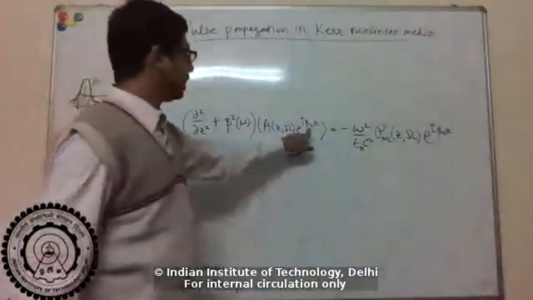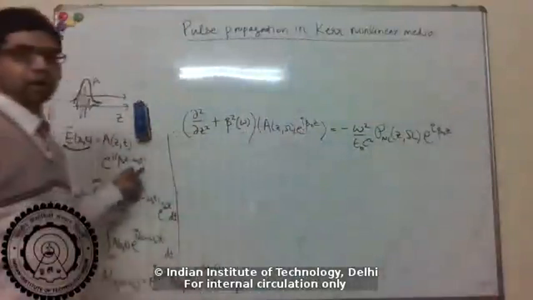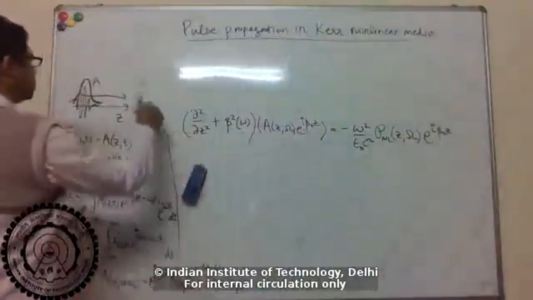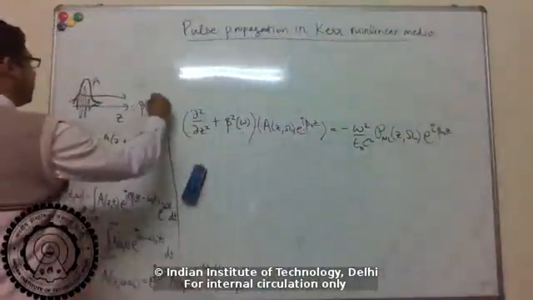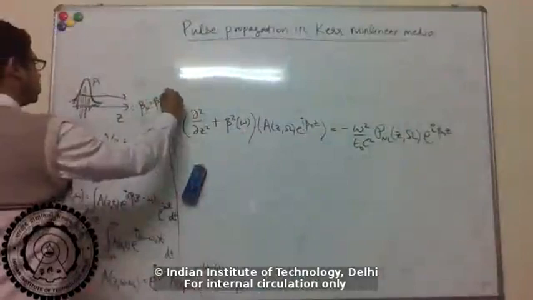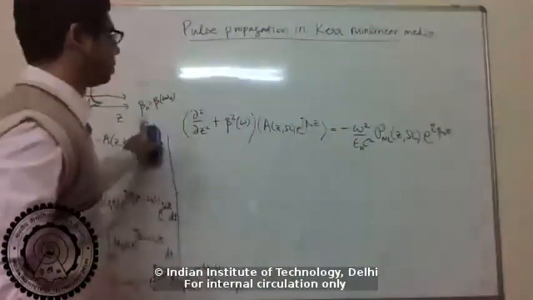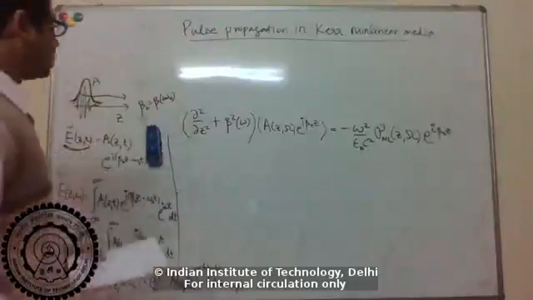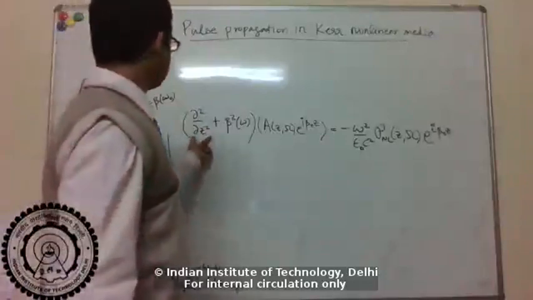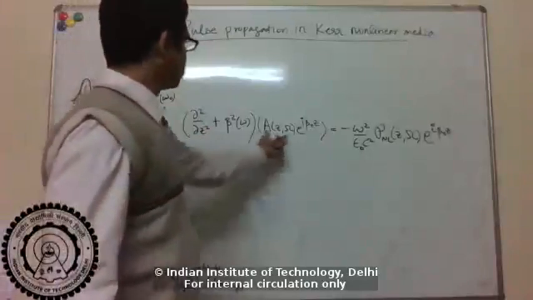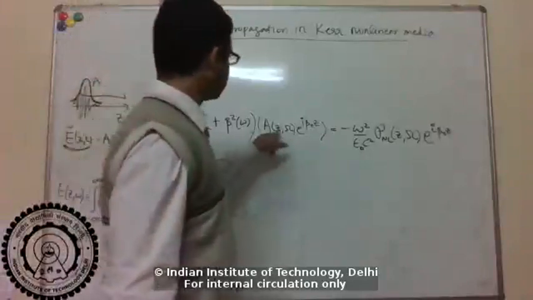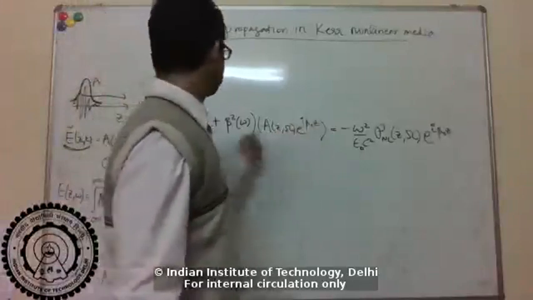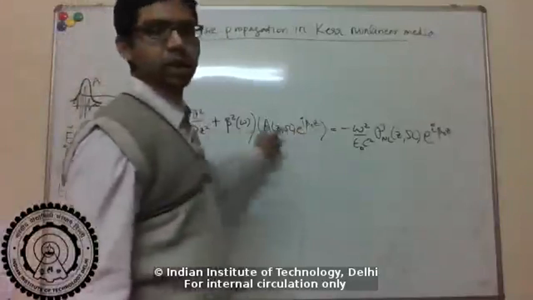Right, so this beta naught is basically a beta at frequency omega naught. I hope that's obvious. Beta naught is beta at omega naught. Okay, so if you look at this first term, this function has A, which is Z dependent, and also this e to the i beta naught Z is also Z dependent. So we'll have to use the chain rule with this differential operator here.